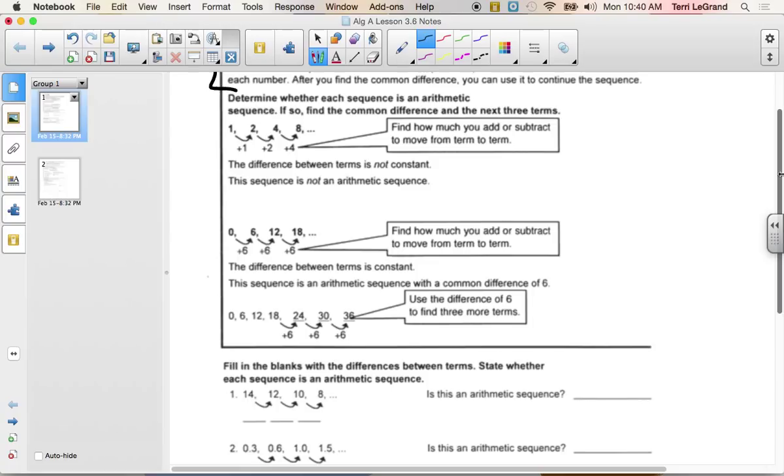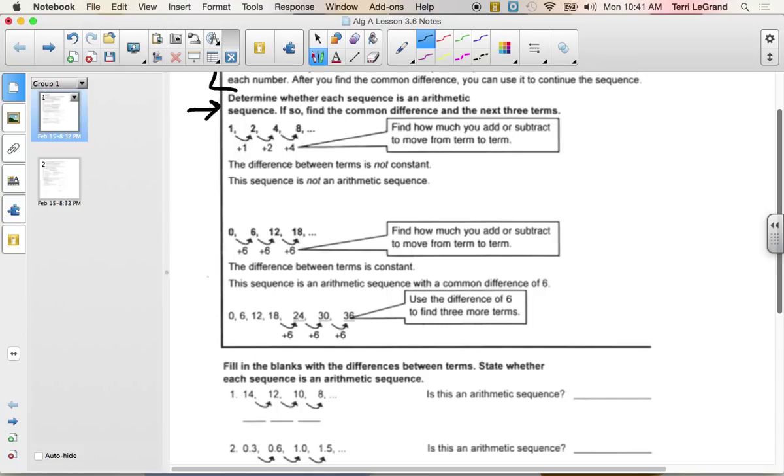Now, there are different types of sequences, so you need to grab onto that right away. Even though we might not decide it's an arithmetic sequence, it could be a different type. But the only type we're studying in this lesson are arithmetic ones. We're trying to determine, is it an arithmetic sequence? So here's the first example. It's already done for us. Determine whether each sequence is an arithmetic sequence. If so, find the common difference and the next 3 terms.